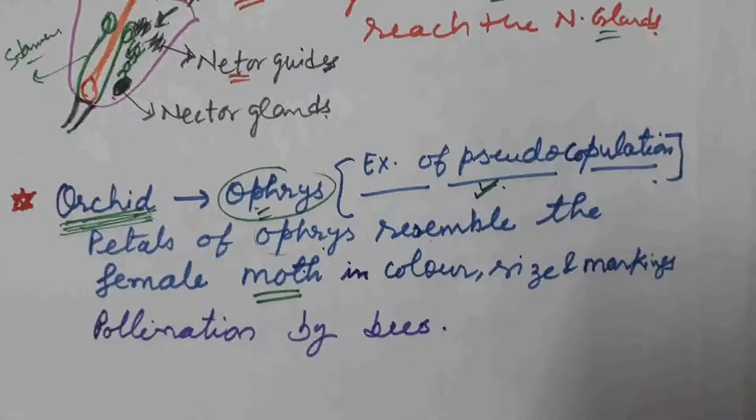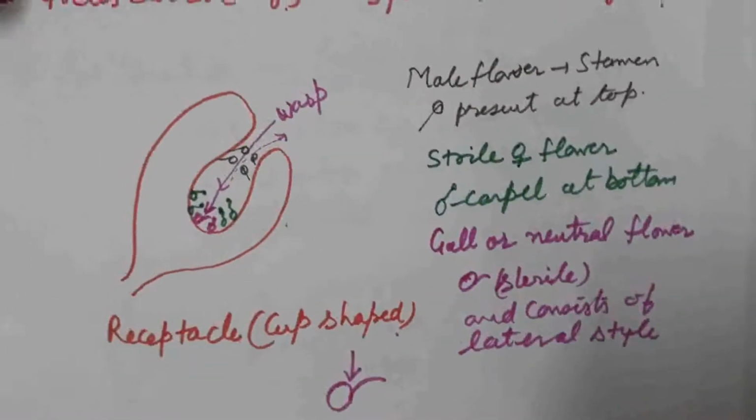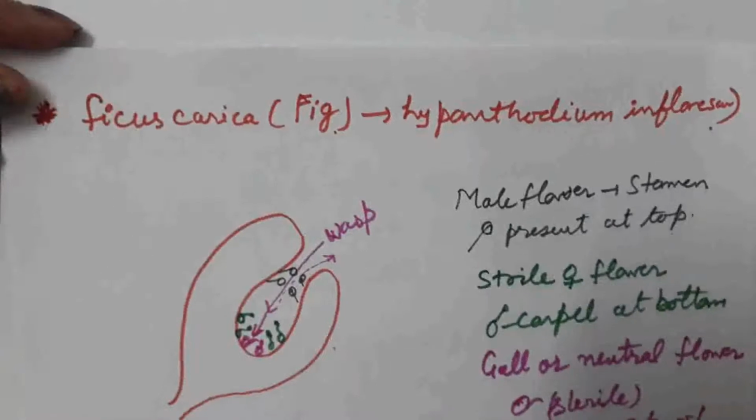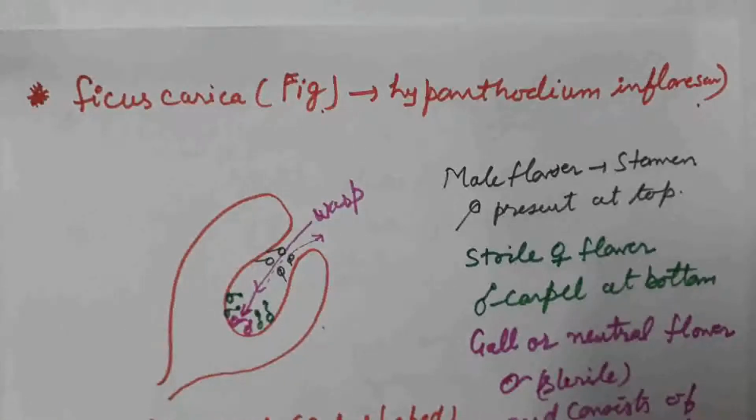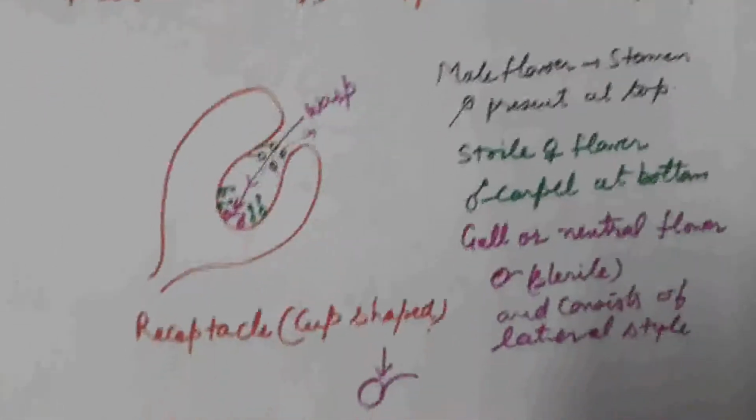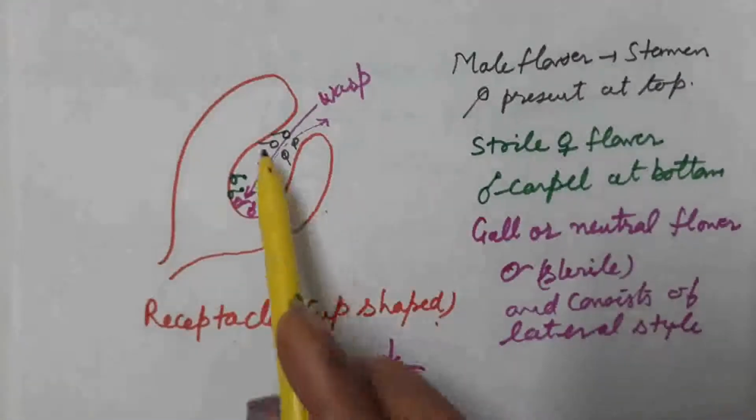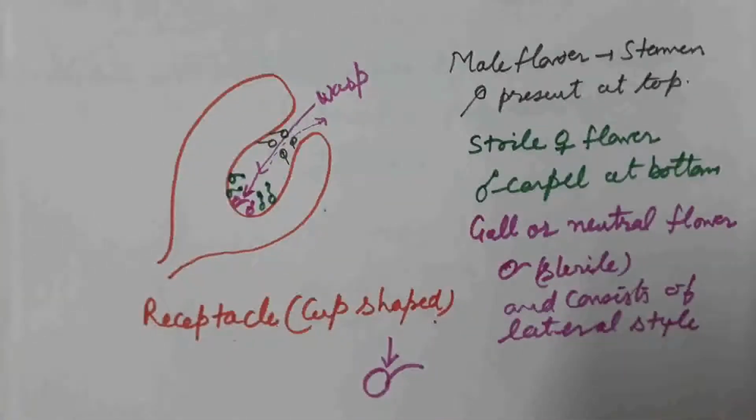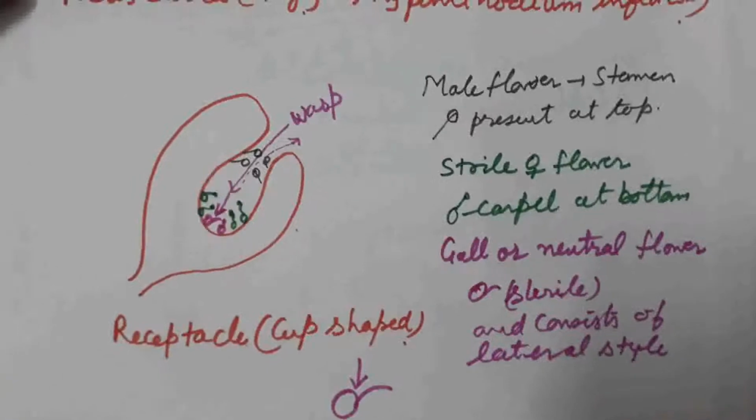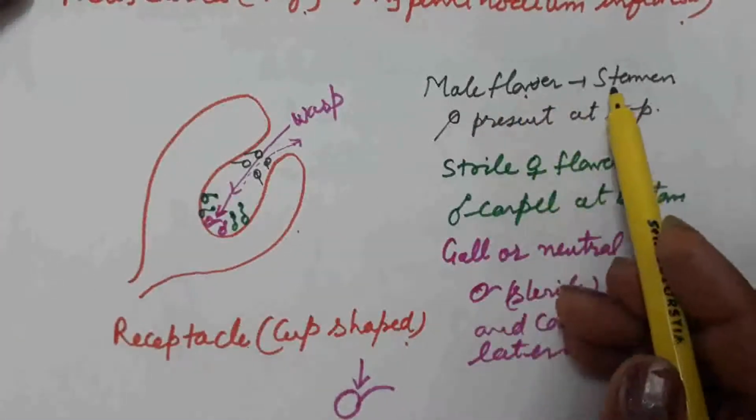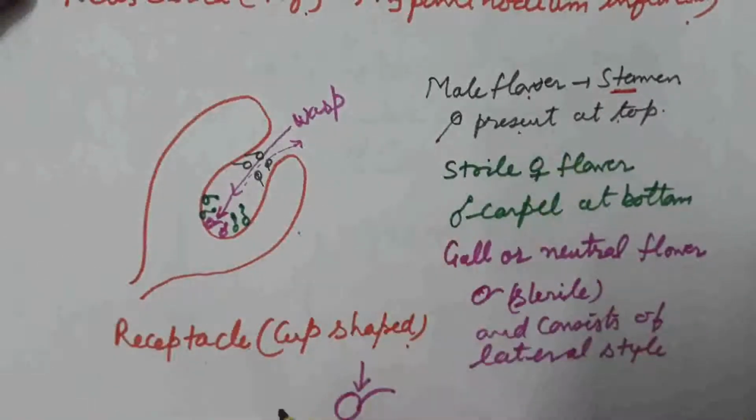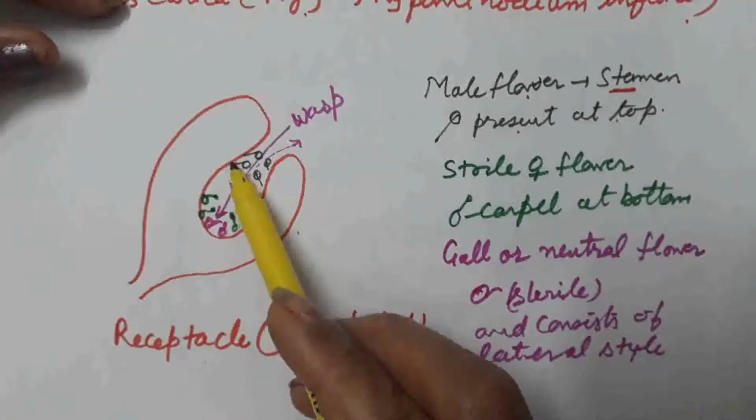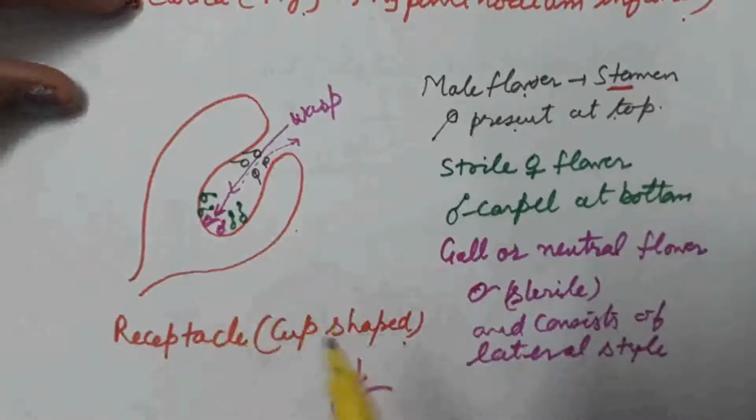Now we discuss our next case of entomophily, in Ficus carica, which we call fig. In this case, a hypanthodium inflorescence is present. In hypanthodium inflorescence, the receptacle becomes cup-shaped, and in the cavity of this cup-shaped receptacle, various kinds of flowers are present. The male flowers, that is the stamens, are present at the top of this cavity. These are the stamens representing the male flower.